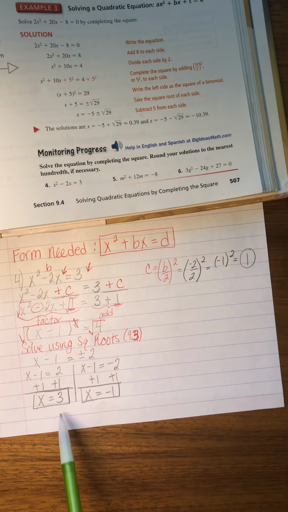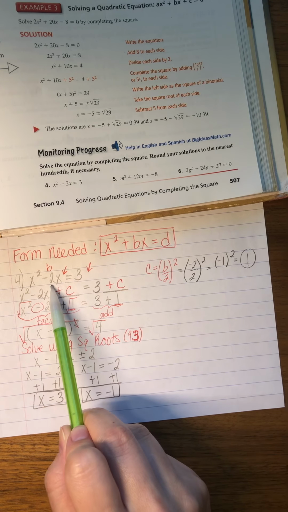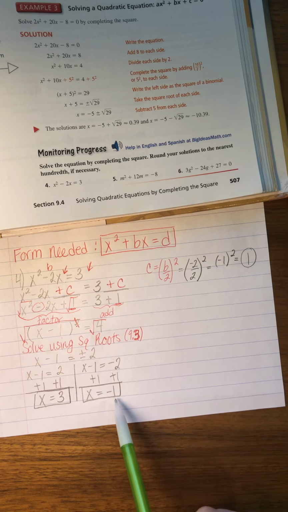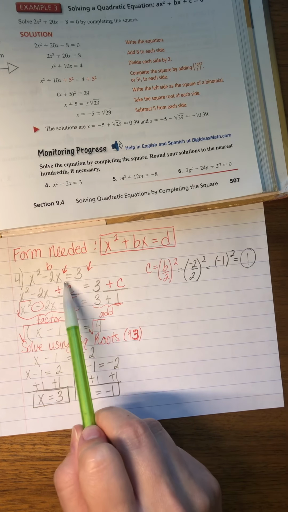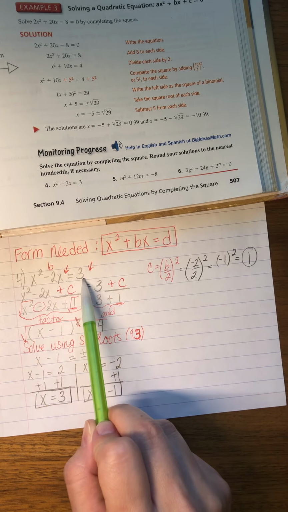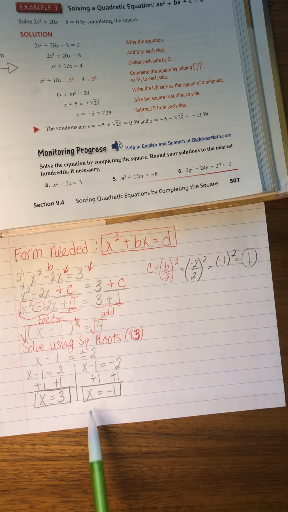Let's do a quick check. If I plug in 3, 3 squared is 9, and then 2 times 3 is 6, 9 minus 6 is 3. Let's check negative 1. Negative 1 squared is positive 1. Negative 2 times negative 1 is positive 2. So this is 1 plus 2 is 3. So these both work in our answer here. They're both correct. Okay, we're going to keep going.